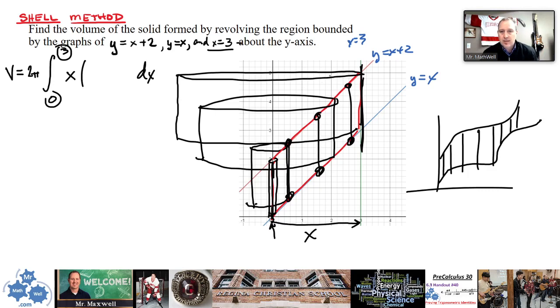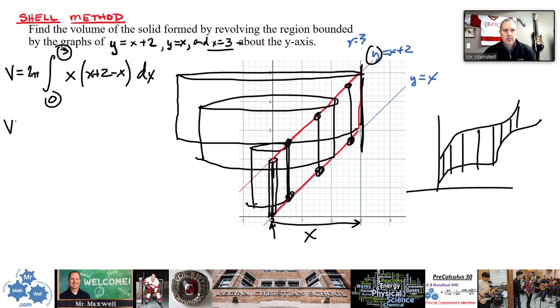So the height is going to be x plus 2 minus x. Don't put the y in there, guys. Don't put the y, remember? Just x is here. Cylindrical shells. All right, so let's keep going here.